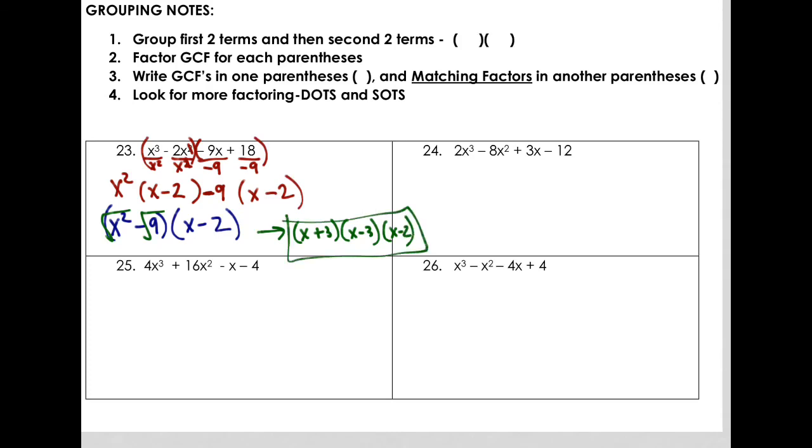Seems like a lot, right? It is kind of a lot, not gonna lie to you. But we gotta keep it moving. Alright, so again, last one I'm gonna do for you, and then I'm gonna leave the last 2 examples for you. Again, 4 terms, we're gonna factor by grouping.